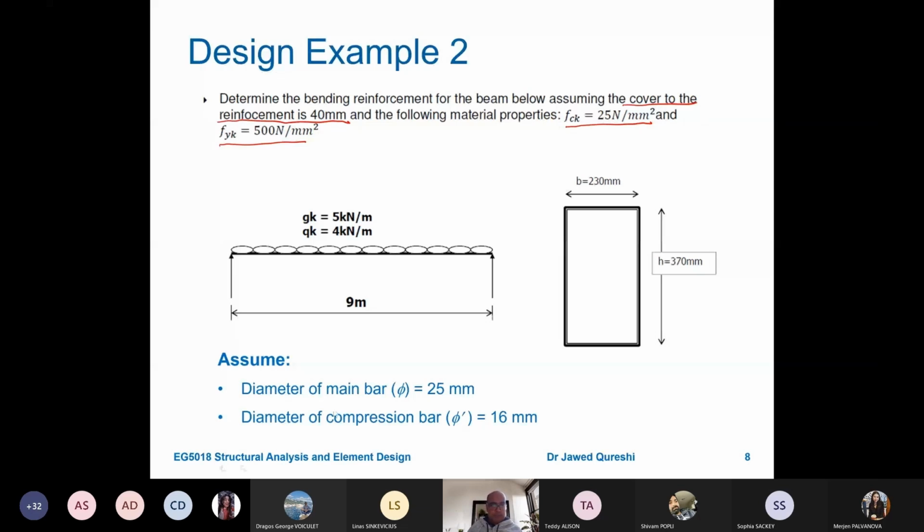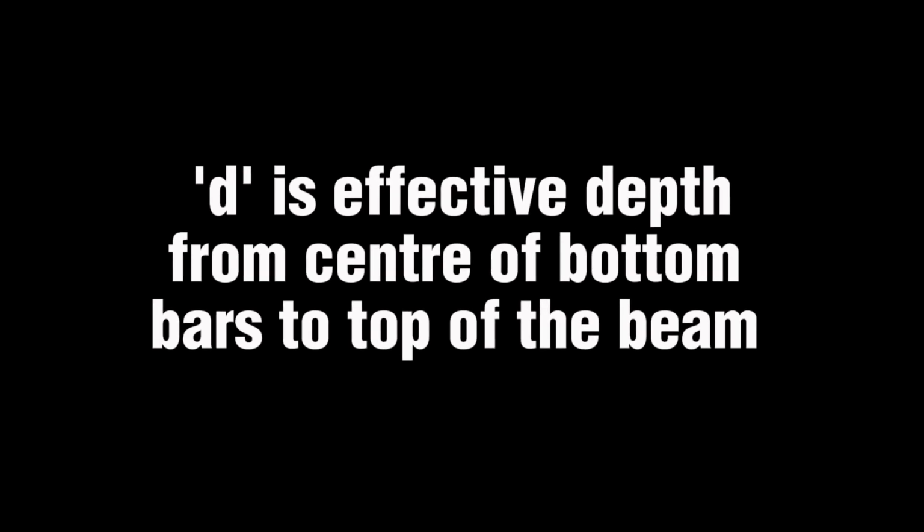The span of the beam is 9 and GK is the dead load, 5 kilonewton per meter. QK is live load, 4 kilonewton per meter. And the width of the section is given 230 and height of the section is given 370. Remember that D is not given here, so you have to work out D yourself.